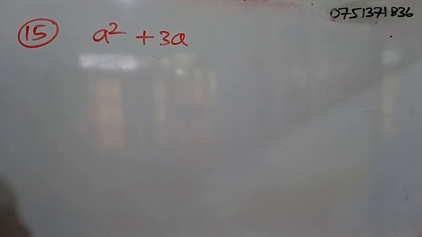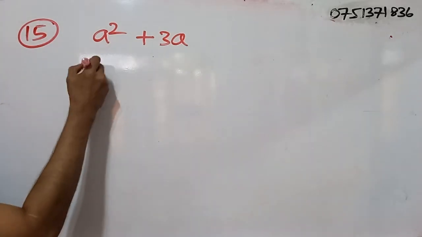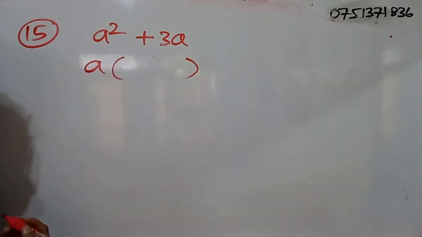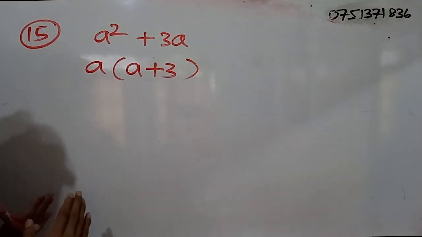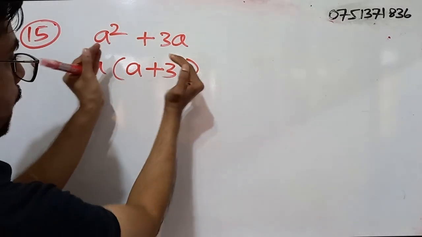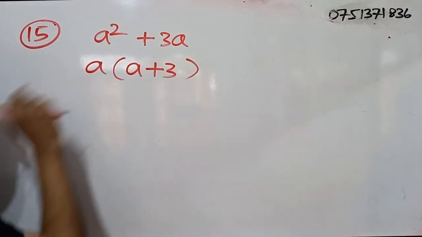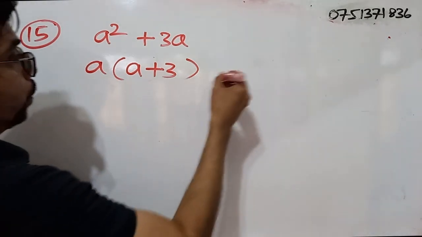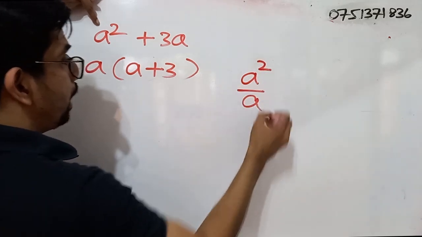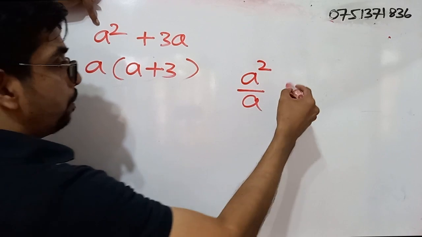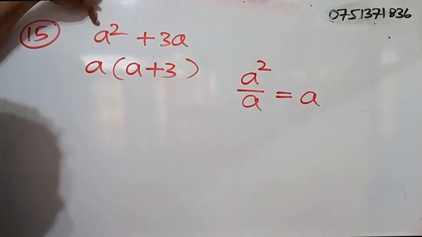Right. So, this is question number 15. So, here also we have been given an expression. So, we have to factorize. So, we have 2 terms. So, the factor will be what? Simply a. So, what goes inside the brackets? a plus 3. Right. So, here the factor is a now. So, this is the first term, a squared. a squared divided by a. a squared divided by a means what? What is the outcome? Simply a.